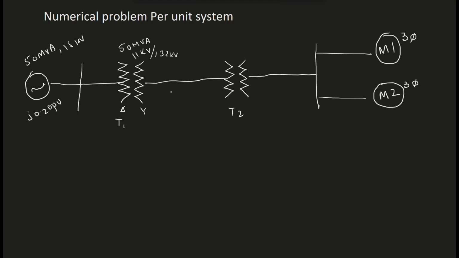Then we have the transmission line, and its impedance is 25 plus j75 ohm. So this impedance is given in the actual value, in ohms. We will be converting it to per unit also.